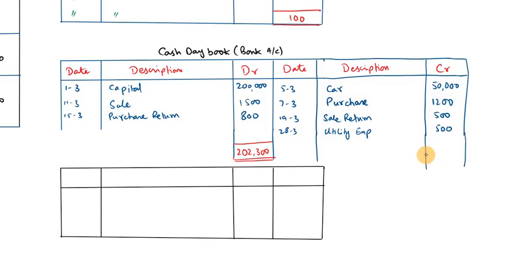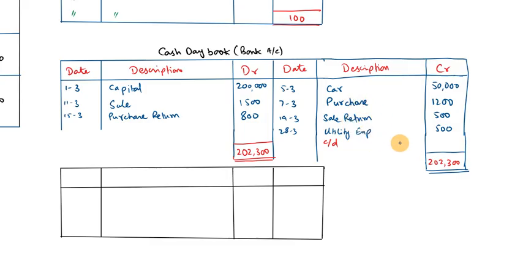the total of the credit side of the cash day book should also be equal to 202,300. As we know this, we can see that the credit side of the cash day book is smaller than the debit side. So 50,000, 1,200, 500, again 500. So the carried on balance, we can write here the carried on balance.